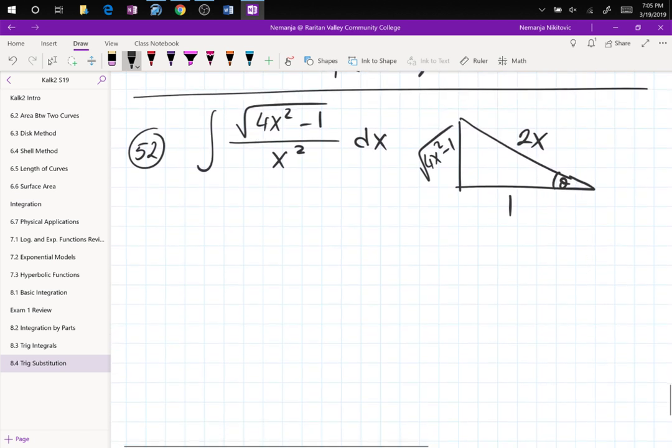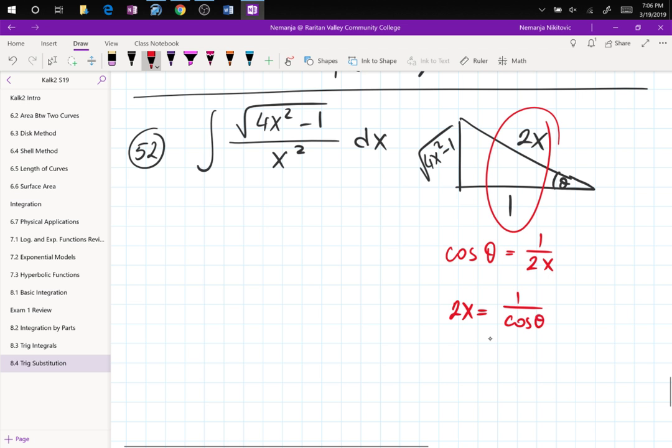Good. All right. So now I have my red over here, which is the cosine theta of 1 over 2x, from where 2x is equal to 1 over cosine theta, which is secant theta. So x is equal to 1/2 secant theta, and immediately dx is equal to 1/2. And what's the derivative of secant? Very good. Yes, that one.